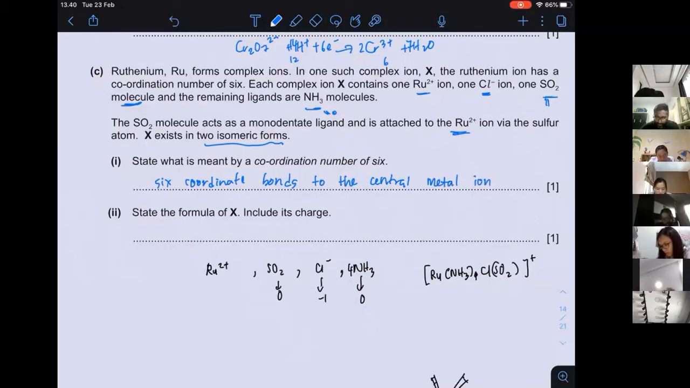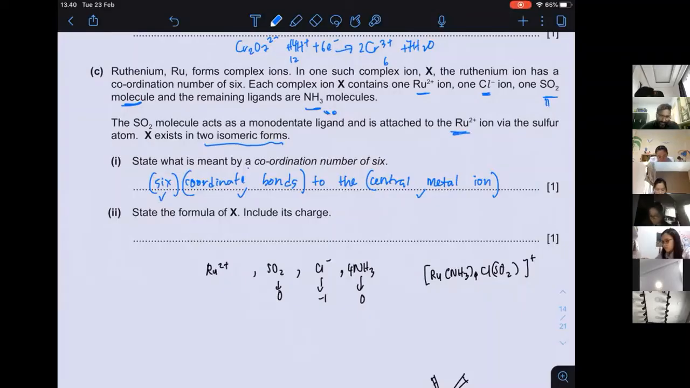If you check in your marking key, they want this, this, and this to exist together to get the 1 mark. All 3 must be there. So 6 coordinate bonds, is it going to result in 1 mark? The answer is no. Okay, 6 coordinate bonds to the central metal ion. This is very important.